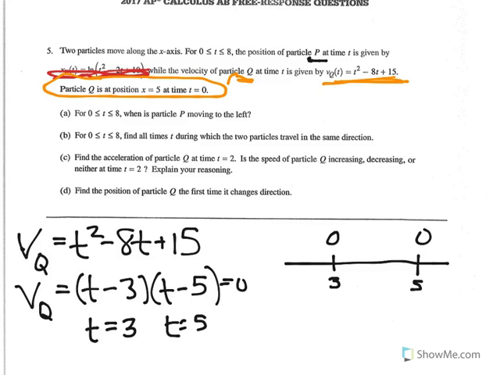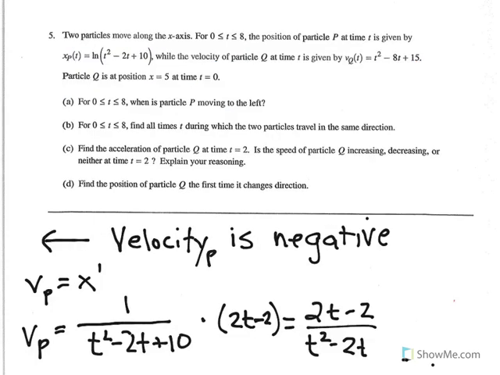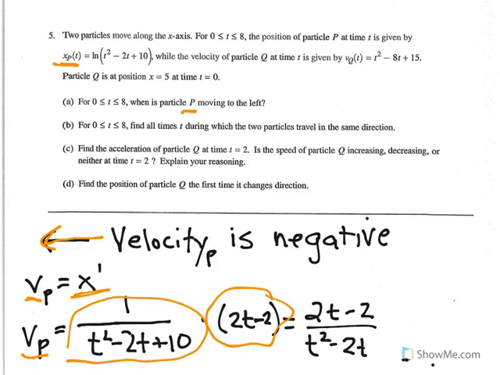Okay, they're saying for 0 to 8, when is particle P moving to the left? Well, we know they're asking about particle P. The particle P is moving to the left, this direction, when the velocity is negative. Now they're giving me the equation for displacement. So to find the velocity, I'm going to take the derivative of that function, which I've done right here. Vp equals the derivative of ln of something, which is 1 over something times the derivative of the inside. And now I've rewritten that equation. I left that part off. Let me get that on there. Plus 10.